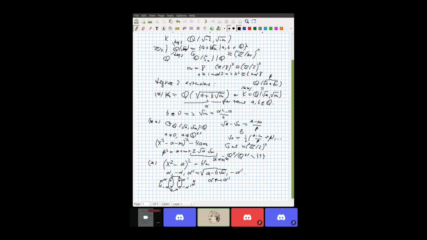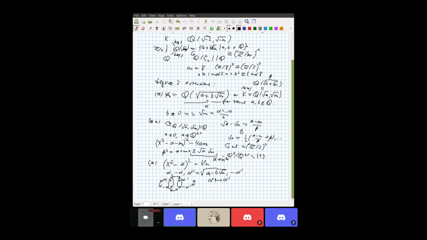What happens if we map alpha to minus alpha prime? You see, there is no difference between alpha prime and alpha. Then minus alpha will swap with alpha prime. So we have three elements of order two. So basically, it's Z2 squared again.